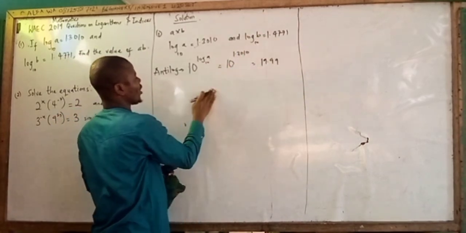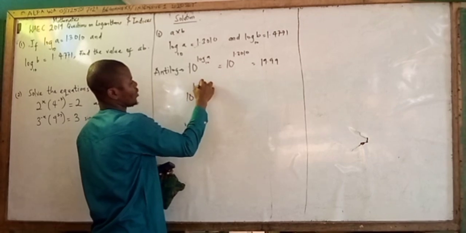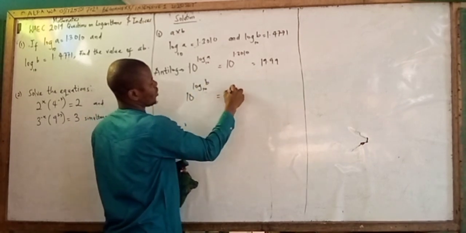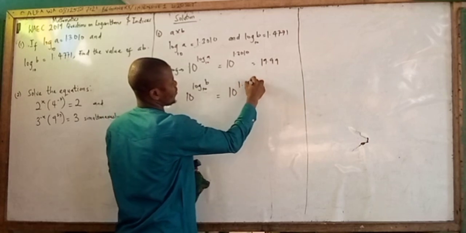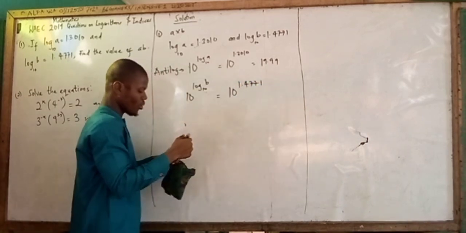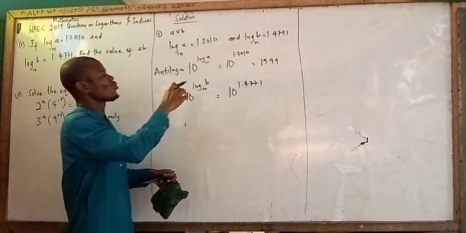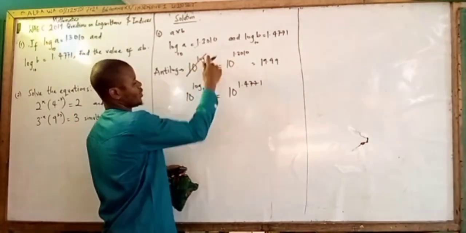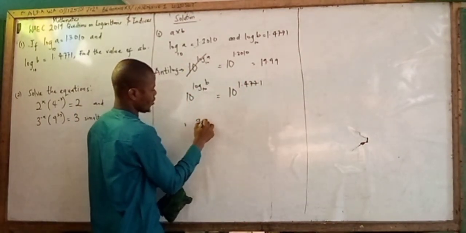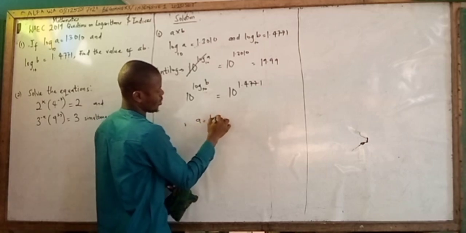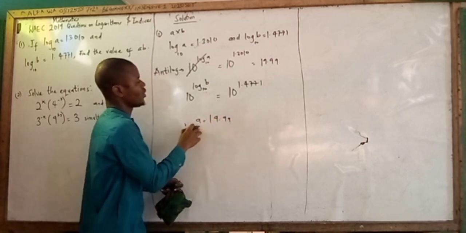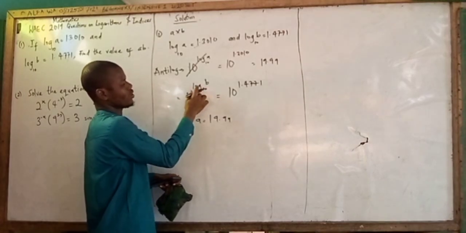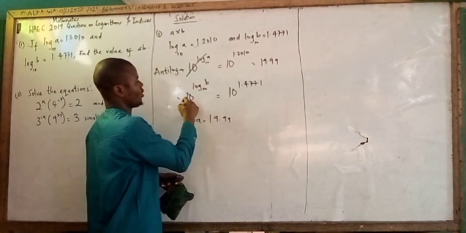Antilog of this one too. So we are going to find antilog of log A, log B to base 10, and also antilog of 1.4771. So in this case, the antilog will cancel out the log. So we'll be left with A. So in this case, we are going to have A equals 19.99. Also in this case, the antilog will cancel out the log since they are inverse of each other.